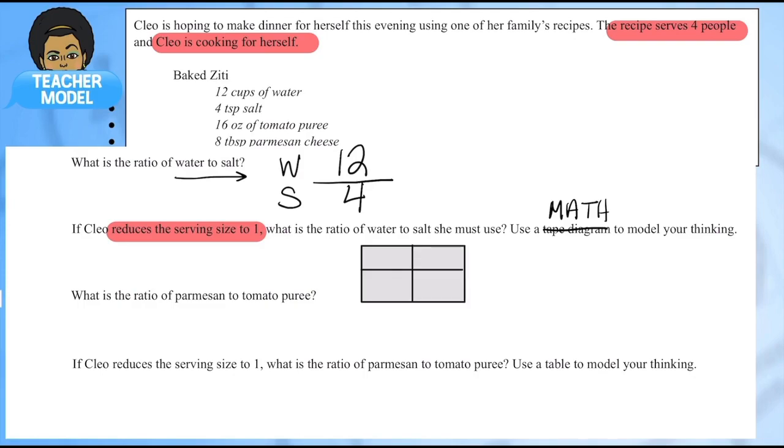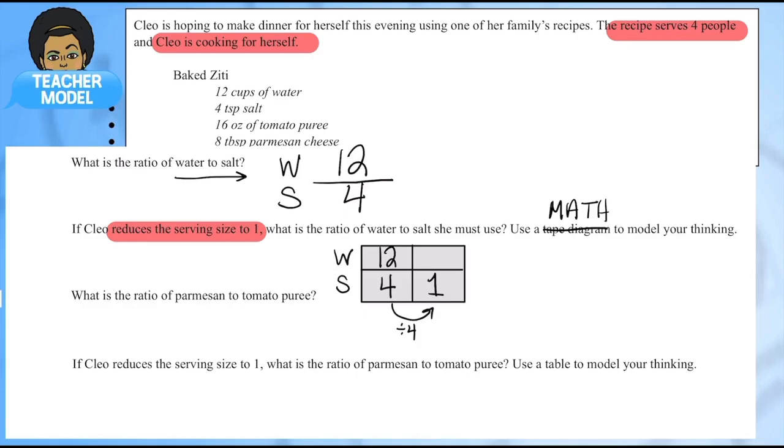Let's add in the numbers we know. We have water and salt, 12 to 4. And what do we want? We want to reduce it for 1 person. So think about this for a second. Her recipe makes 4, but she wants 4 times less. So we're going to divide by 4. Okay, because she's 1 person, but she wants it to taste the same. So if she has 4 teaspoons of salt, I'm only going to use 1. I'm reducing it by 4.